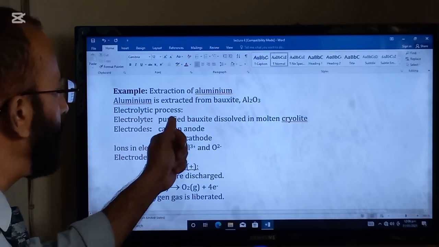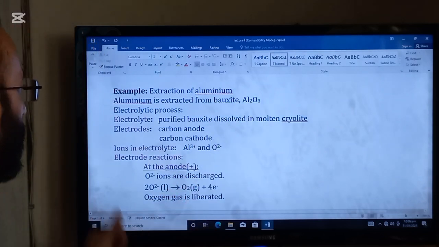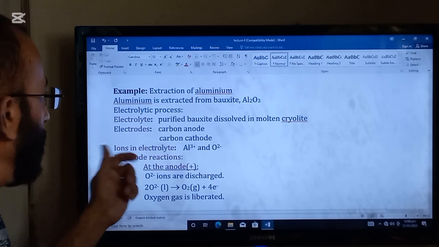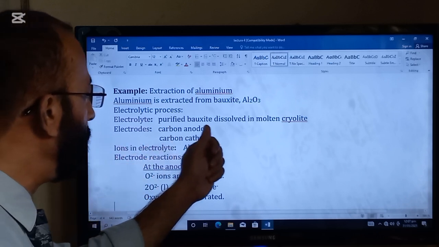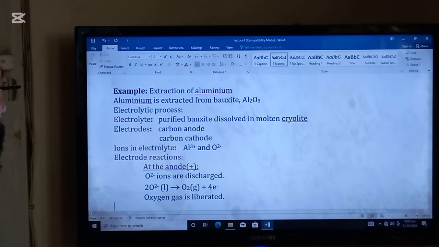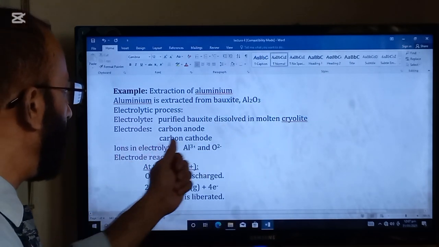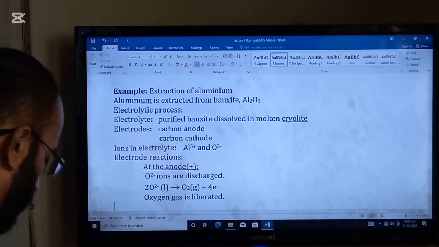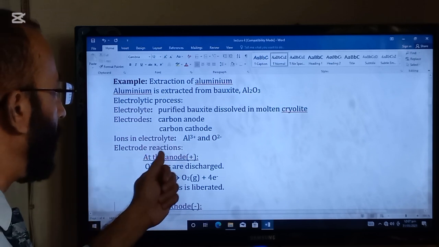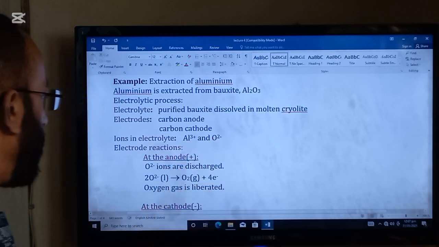Aluminium is extracted from bauxite, Al2O3. Electrolytic process. Electrolyte is purified bauxite dissolved in molten cryolite. Electrodes used in the process are carbon anode and carbon cathode. Ions in the electrolyte are Al3+ and O2-.